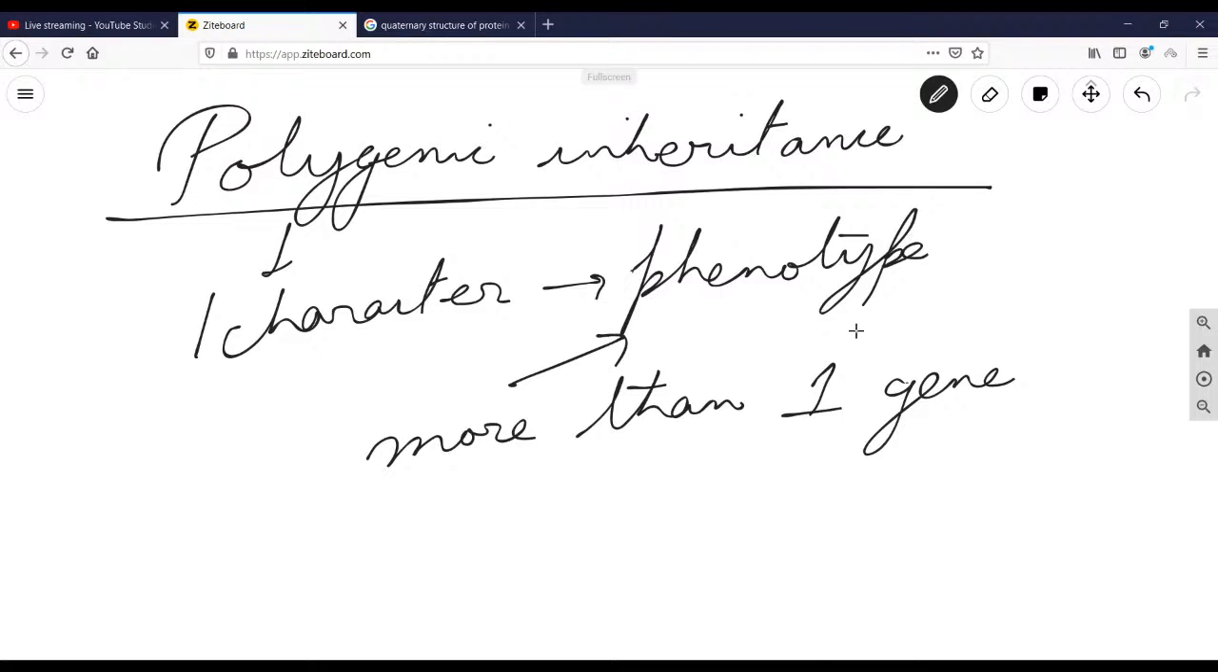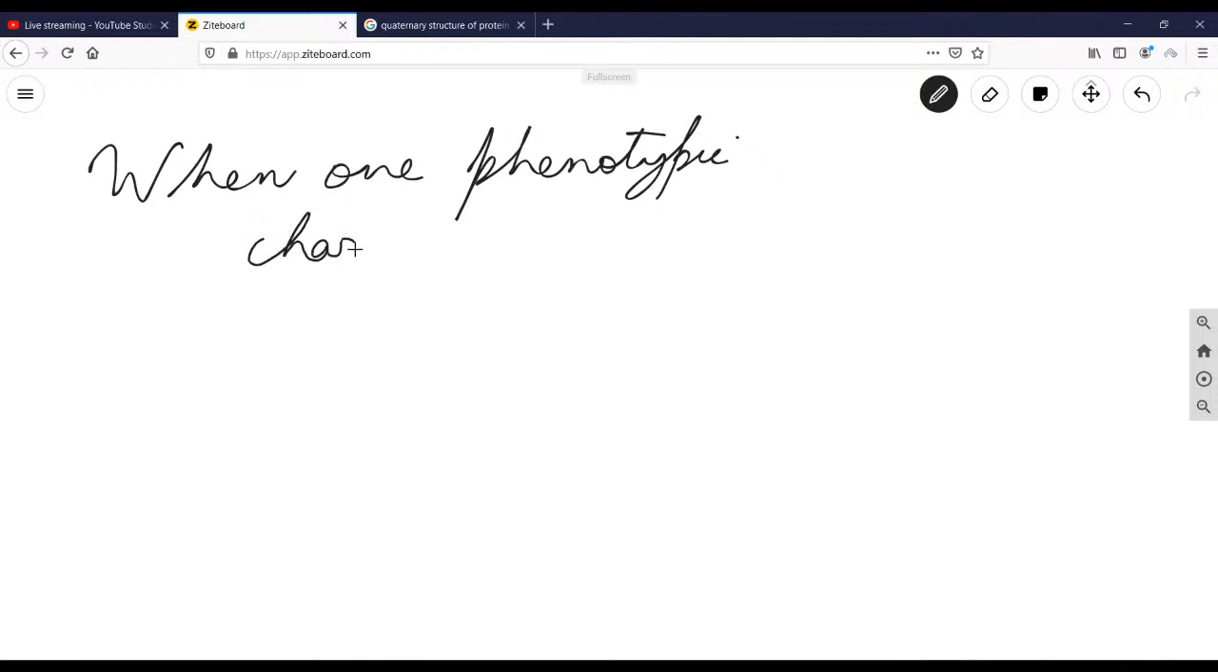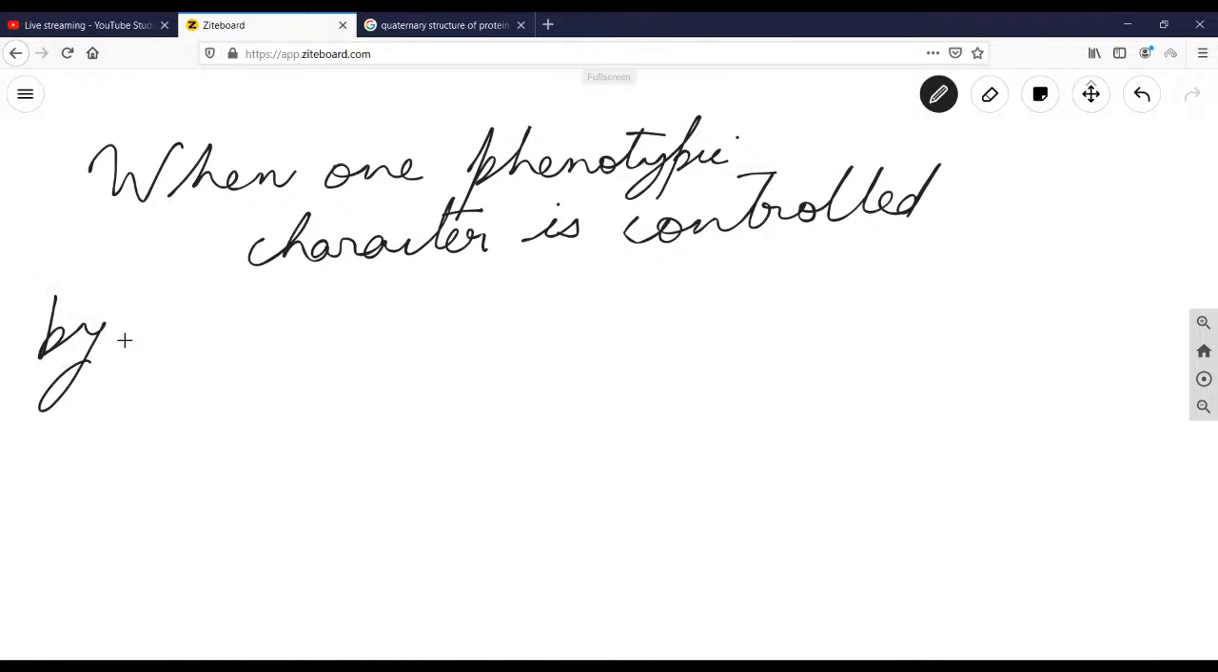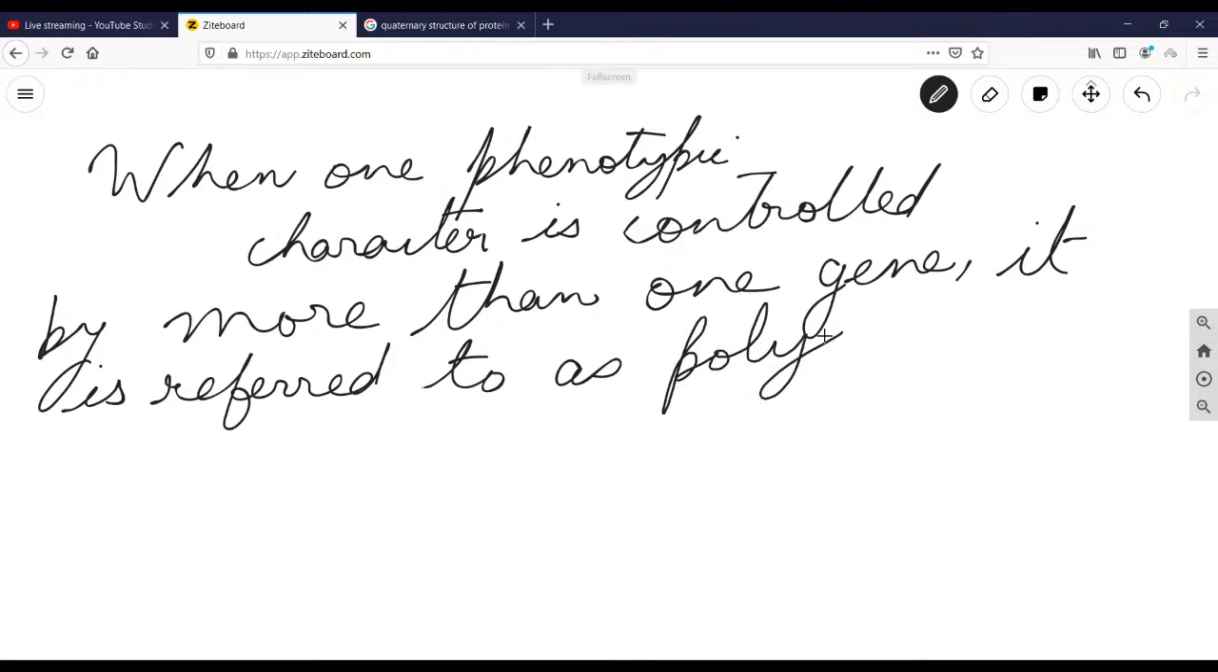So if you want to define it, you can write that when one phenotypic character is controlled by more than one gene, then it is called polygenic inheritance.